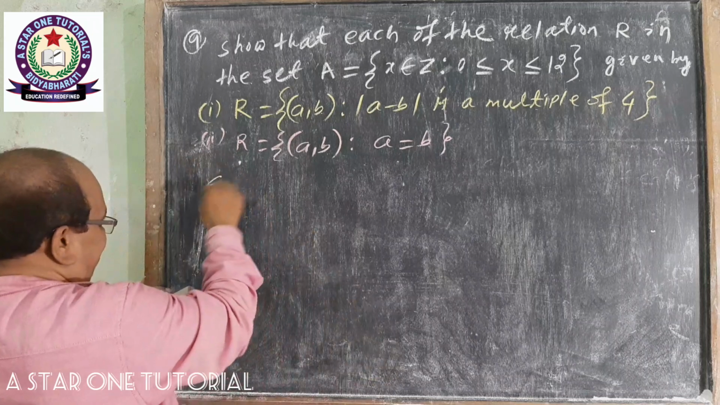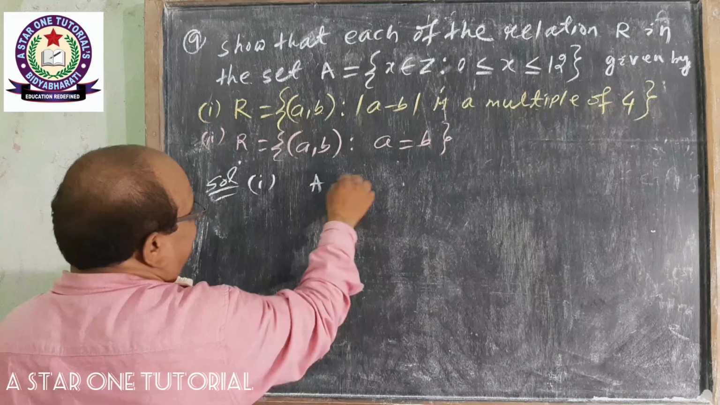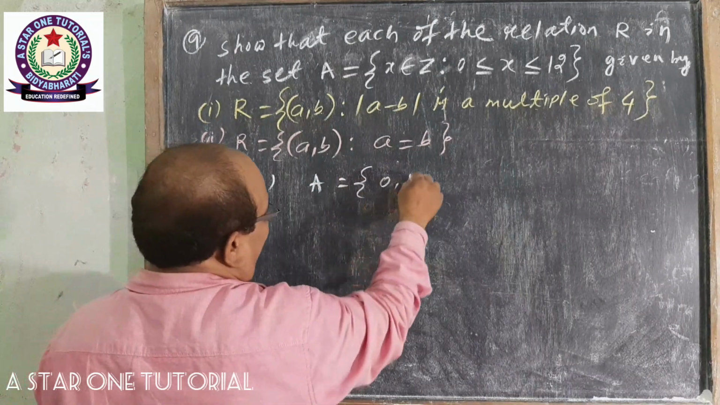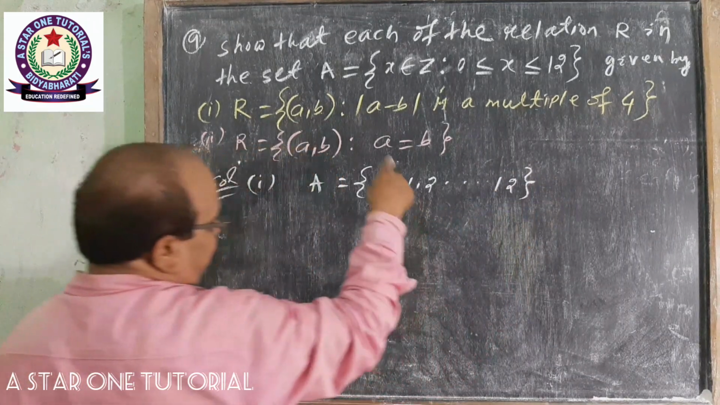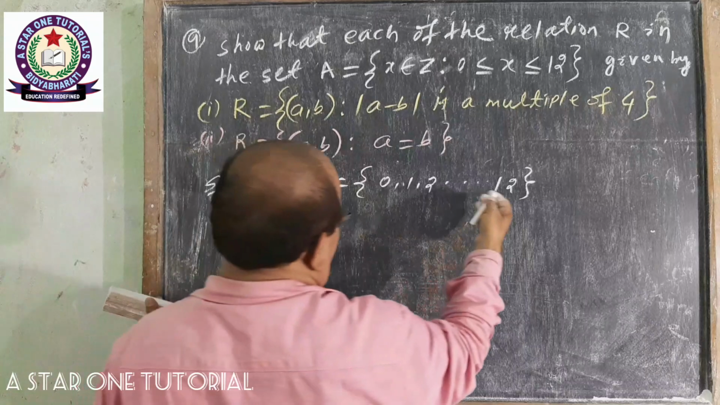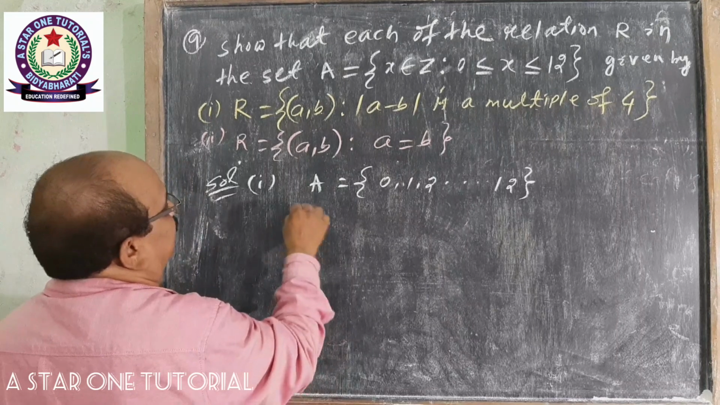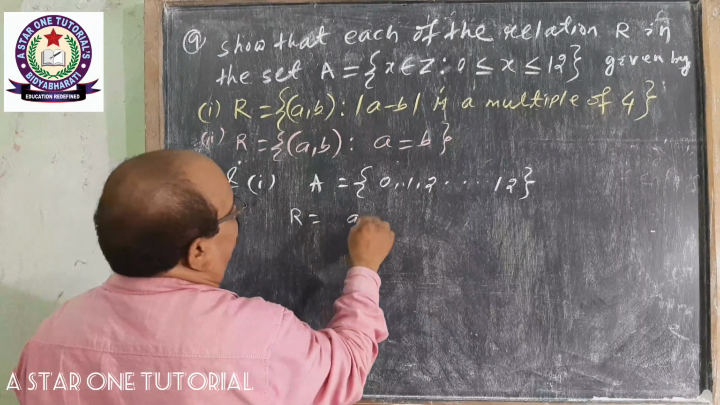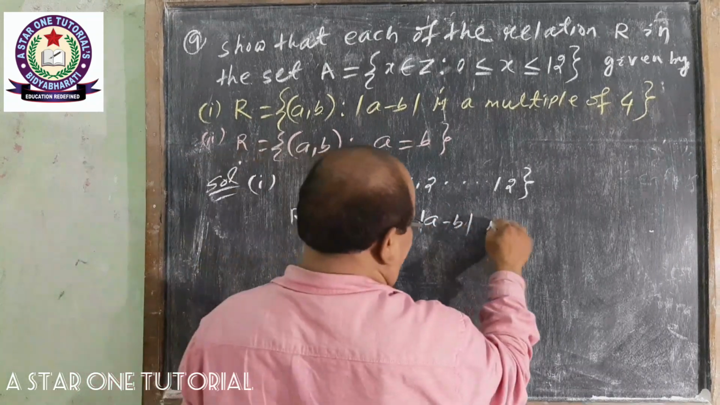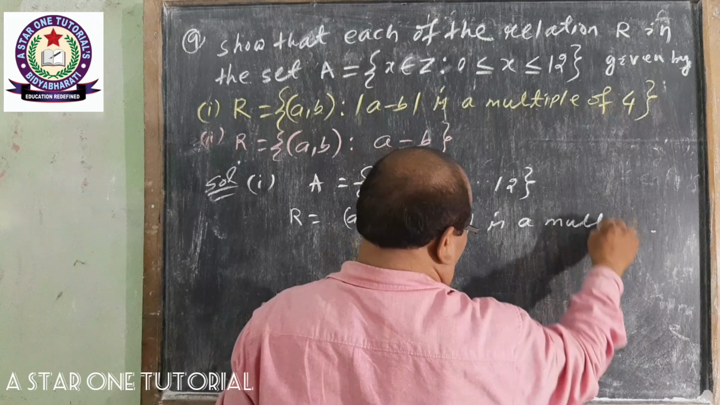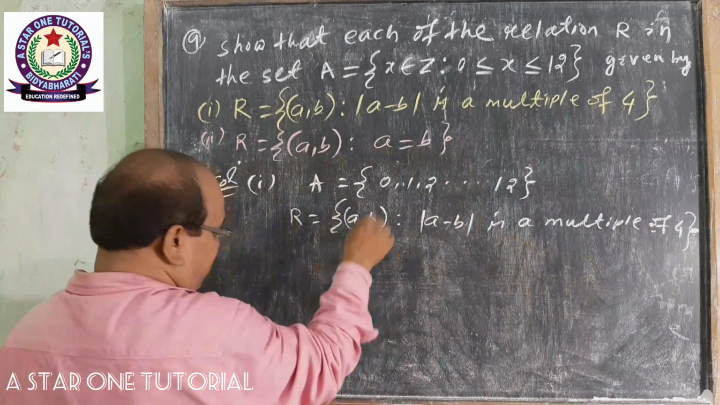I. Here we are given that A = {0, 1, 2, ..., 12}. These are the integers which are the elements of the set A. And in this set A we are given a relation R like this, (a, b) such that modulus of a − b is a multiple of 4.